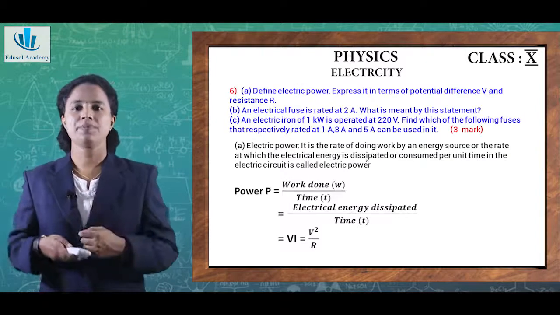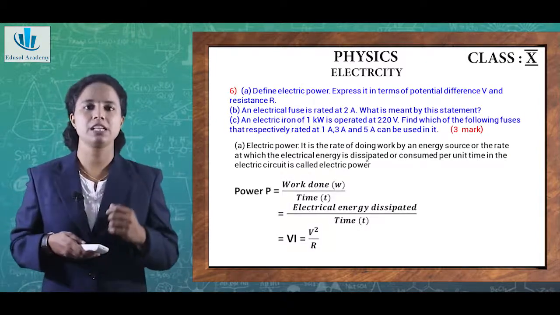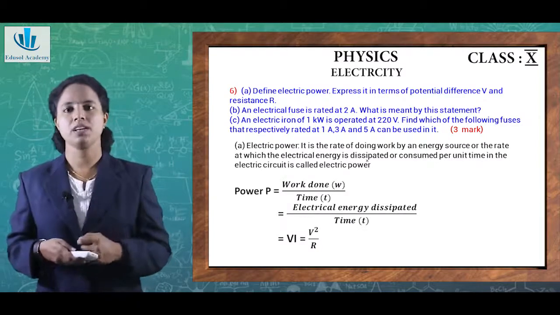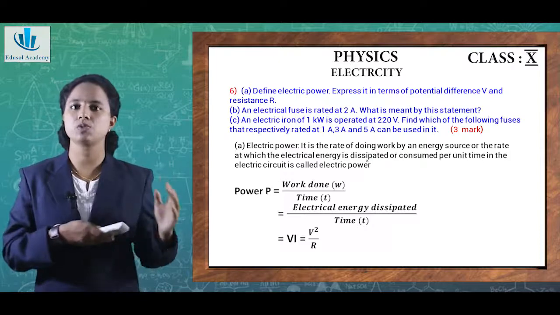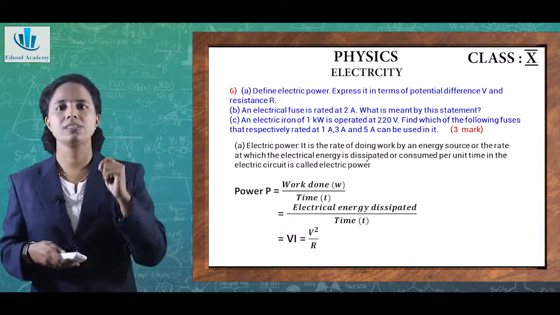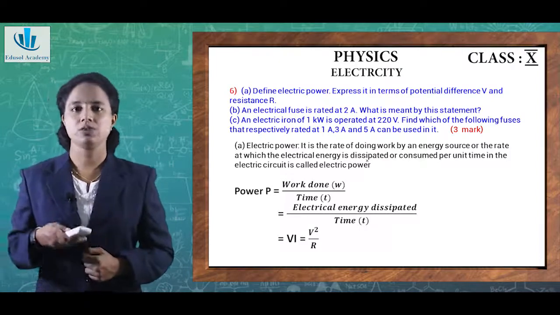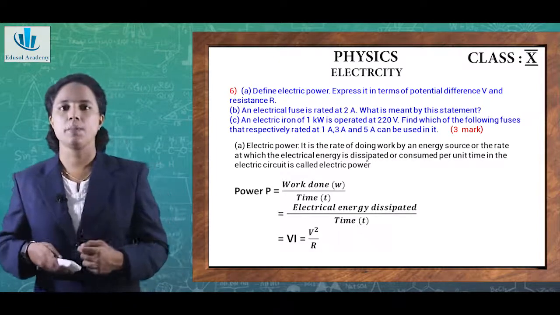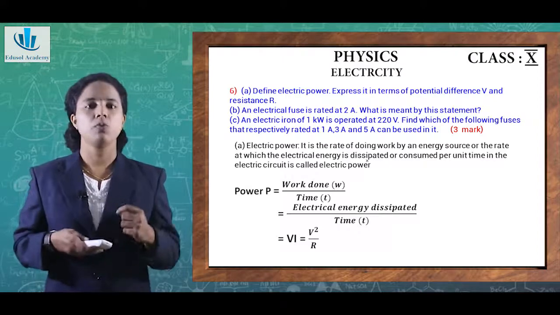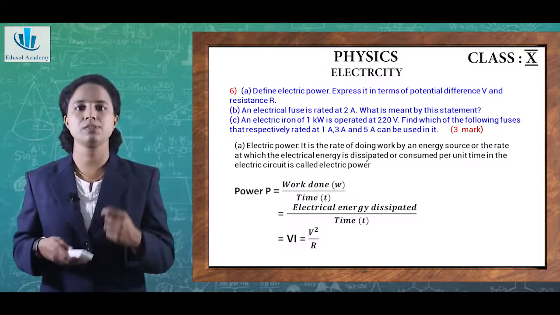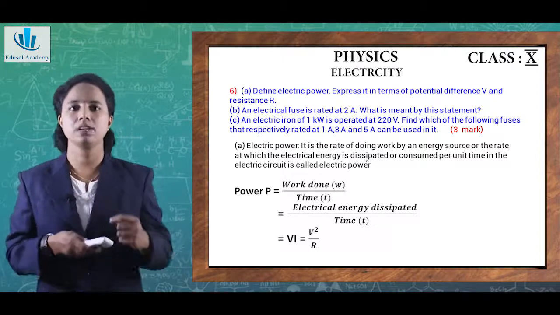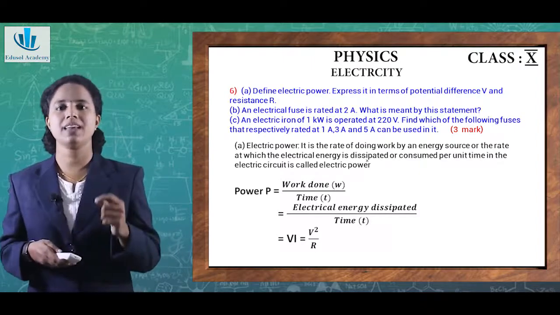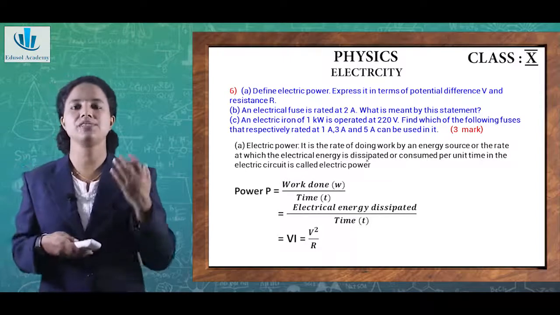So next question, define electric power expressed in terms of potential difference V and resistance R. B, an electrical fuse is rated at 2 ampere. What is meant by this statement? And C is, an electric iron of 1 kilowatt is operated at 220 volt. Which of the following fuses, rated at 1 ampere, 3 ampere and 5 ampere respectively, can be used in it? So the first question A is asked to define electric power.